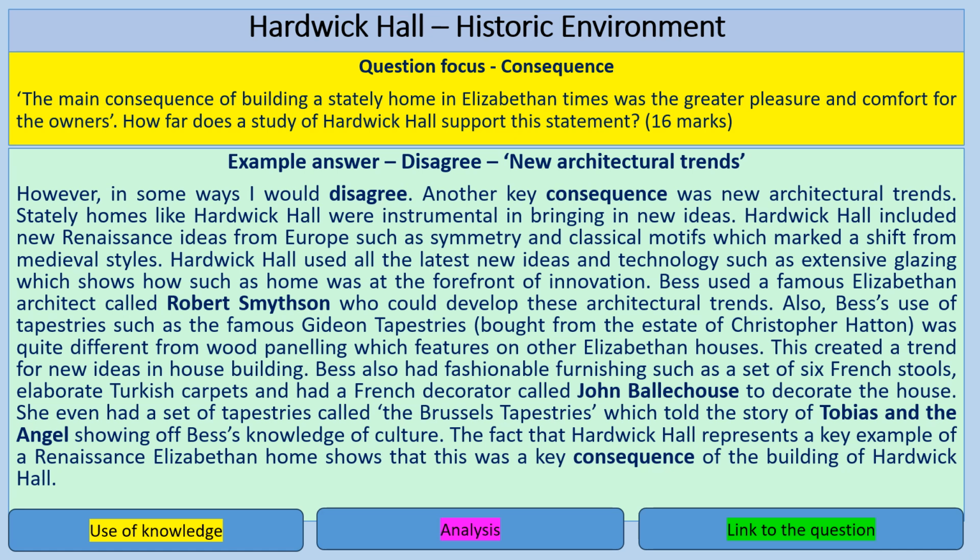Also, Bess's use of tapestries such as the famous Gideon tapestries, bought from the estate of Christopher Hatton, was quite different from wood panelling which features on other Elizabethan houses. This created a trend for new ideas in house building.